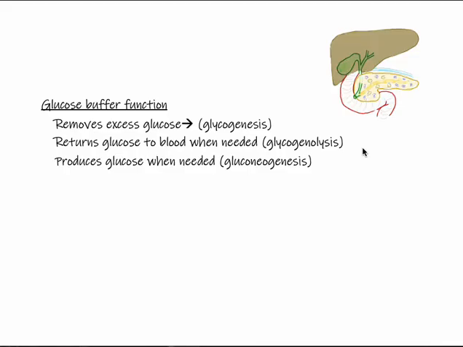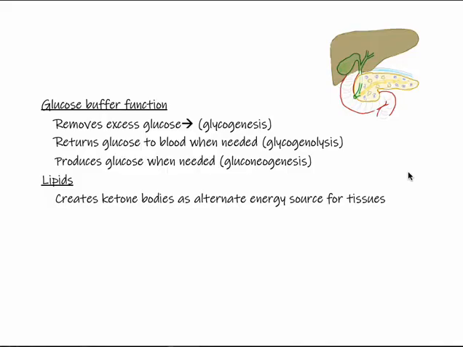If we run out of stored glucose, the liver has the ability to produce glucose, and that's through the process called gluconeogenesis. So all of these are functions that are occurring within the liver to help us maintain a relatively stable level of glucose. The liver is important in handling lipids. It can process lipids and create ketone bodies. And ketone bodies can be used as an alternative source of energy by other cells so that we free up glucose so that it can be used by the brain.